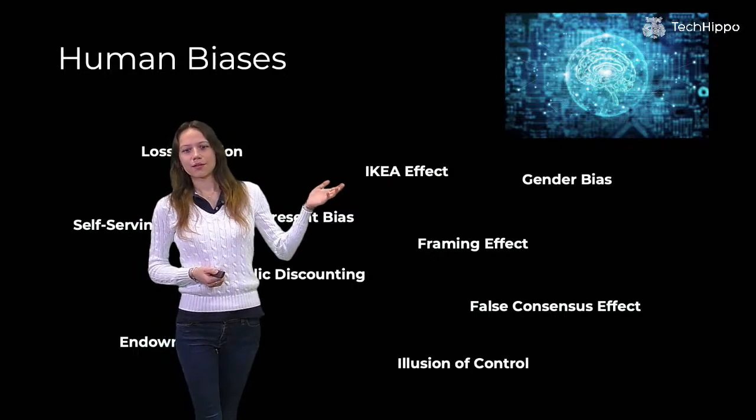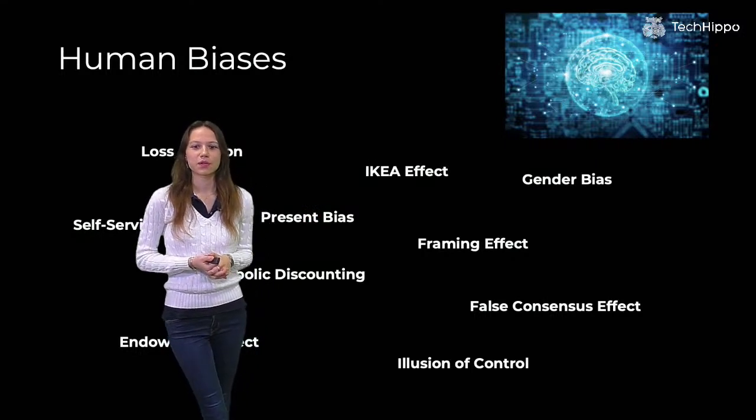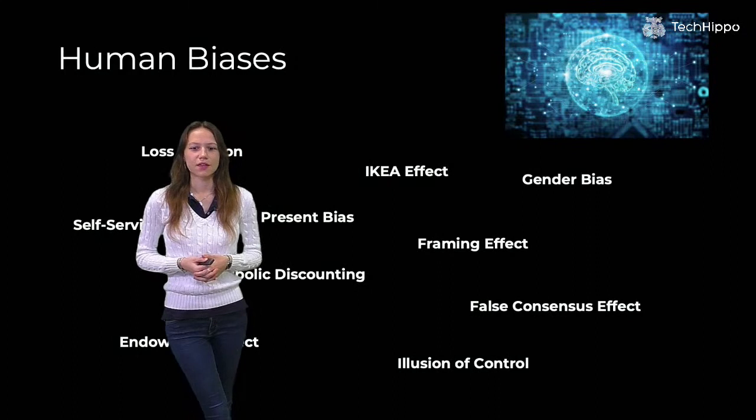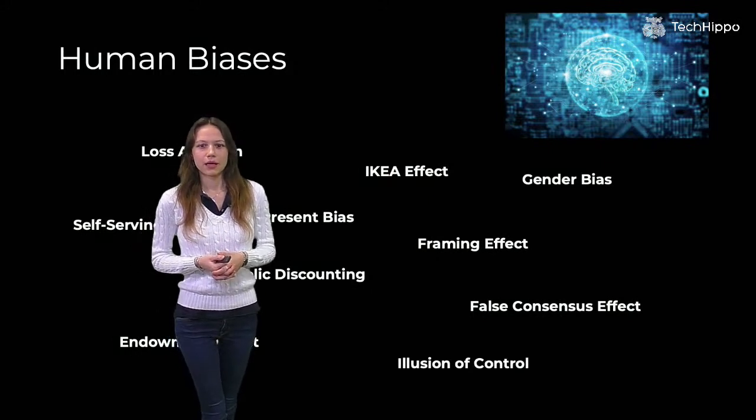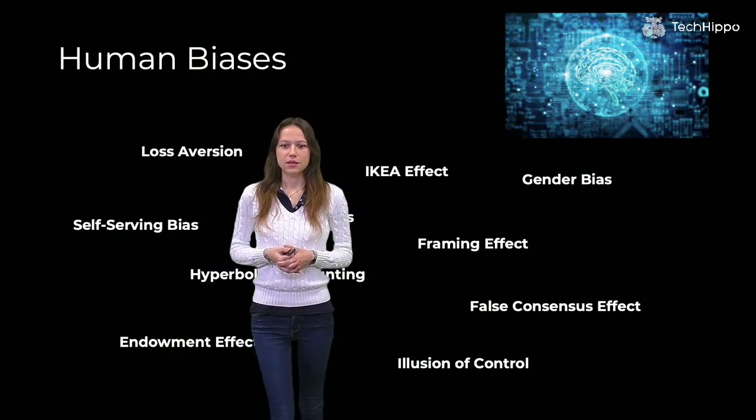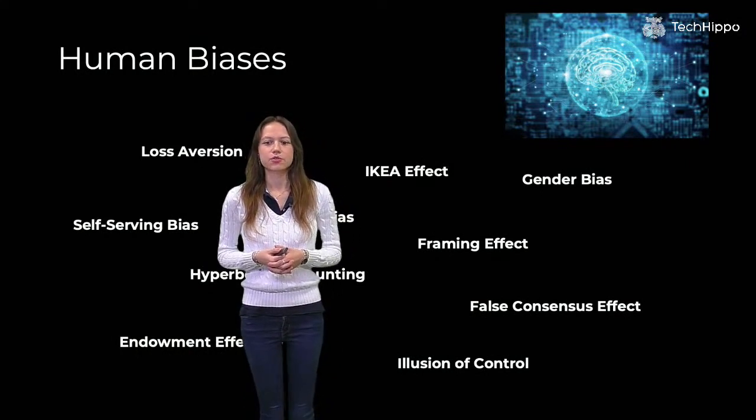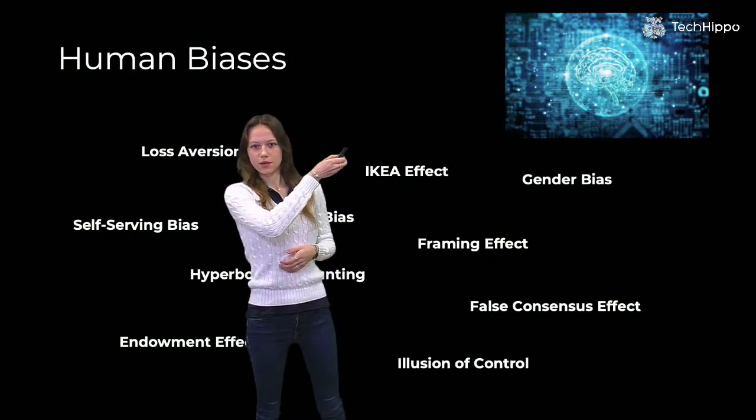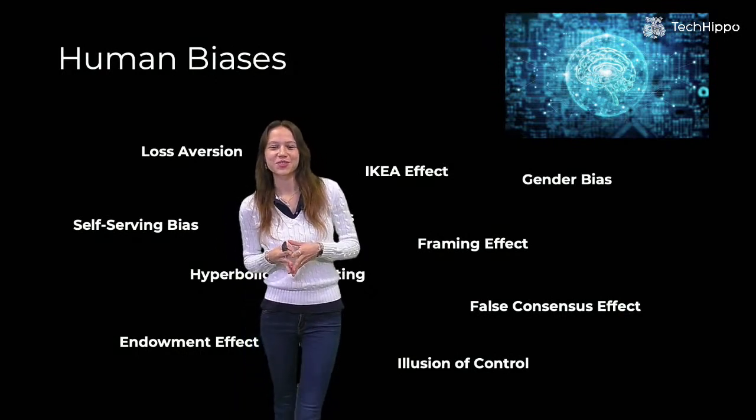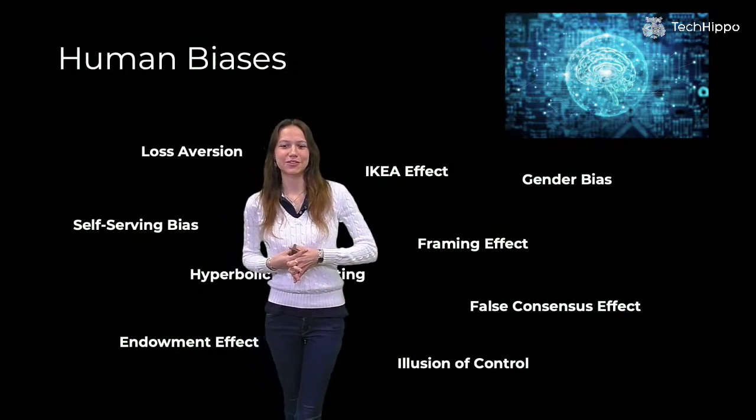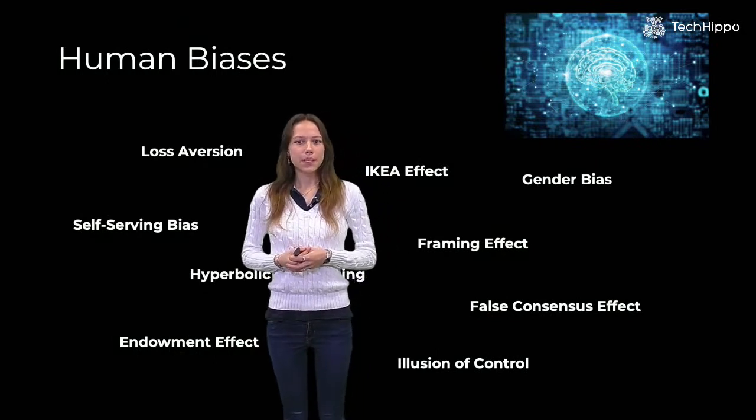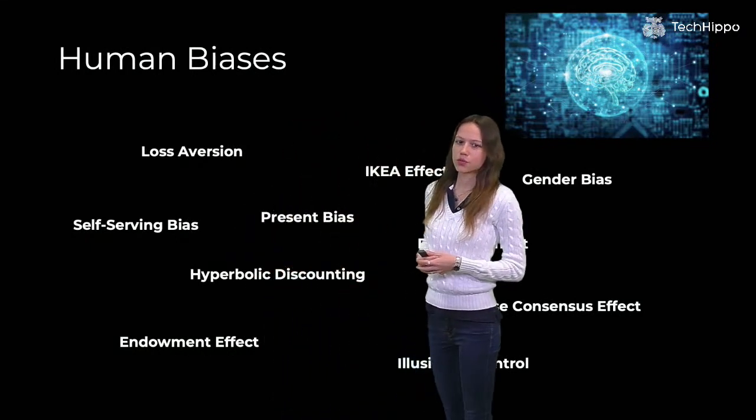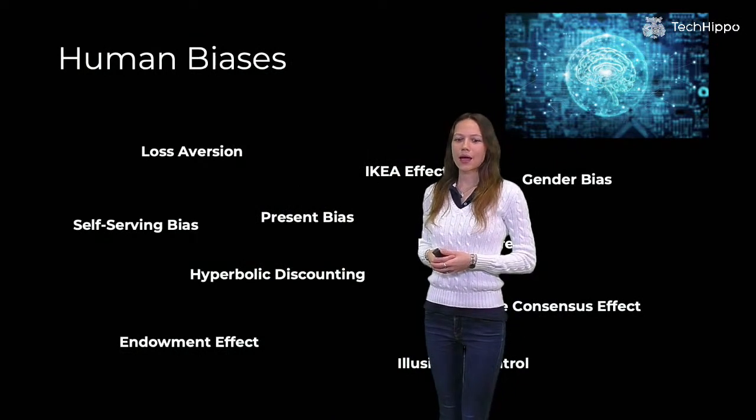One example here is the so-called IKEA effect. So this is the tendency of people to place a disproportionately high value on objects that they partially assembled themselves, such as furniture from IKEA. Another example is loss aversion. So loss aversion means that the perceived disutility of giving up an object is greater than the utility associated with acquiring the object. And then you have the self-serving bias, which is the tendency to claim more responsibility for successes than for failures, but it may also manifest itself as a tendency for people to evaluate ambiguous information in a way that is beneficial to themselves. A bias that is more related to timing issues or time inconsistencies is hyperbolic discounting.